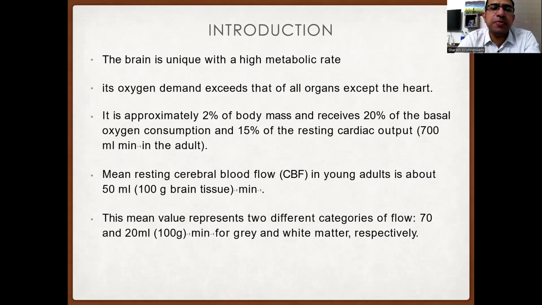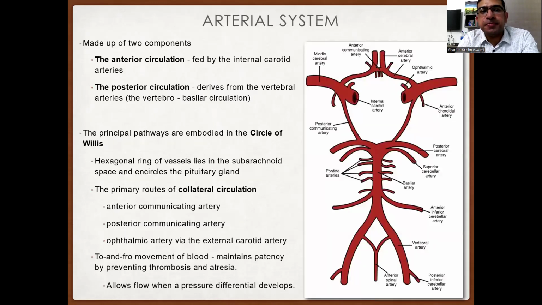So the blood flow in the brain is varying between the gray matter and the white matter. The gray matter needs about 70 ml of blood per 100 grams per minute, whereas the white matter needs about 20 ml per 100 grams per minute. And taking the average of these both, you can get the mean resting cerebral blood flow of about 50 ml per 100 gram of brain tissue per minute.